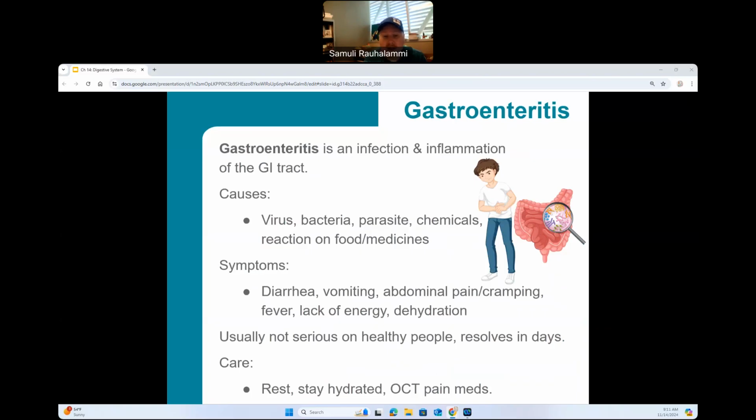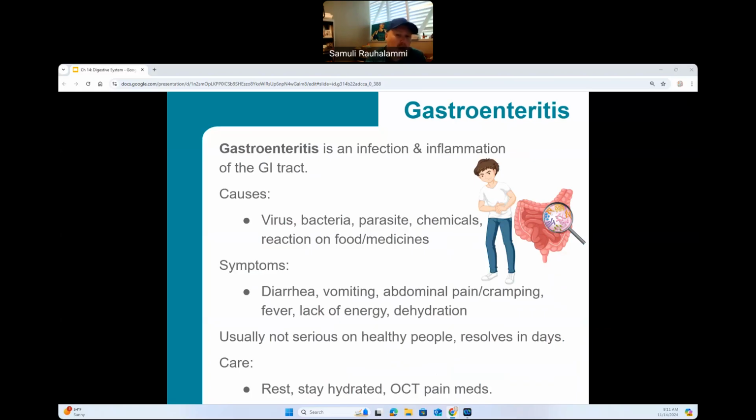And this is usually not a great concern in healthy people, who will typically improve over several days. Treatment for these people would really include rest, staying hydrated, and over-the-counter medications to manage the pain and vomiting. Really paying attention to avoiding dehydration is important here.